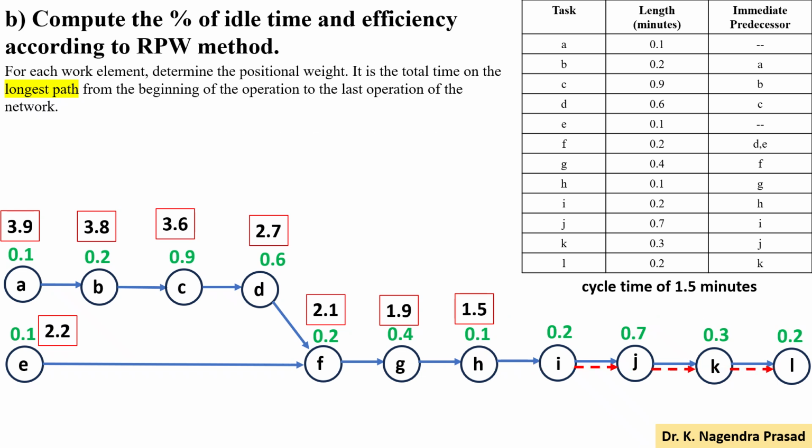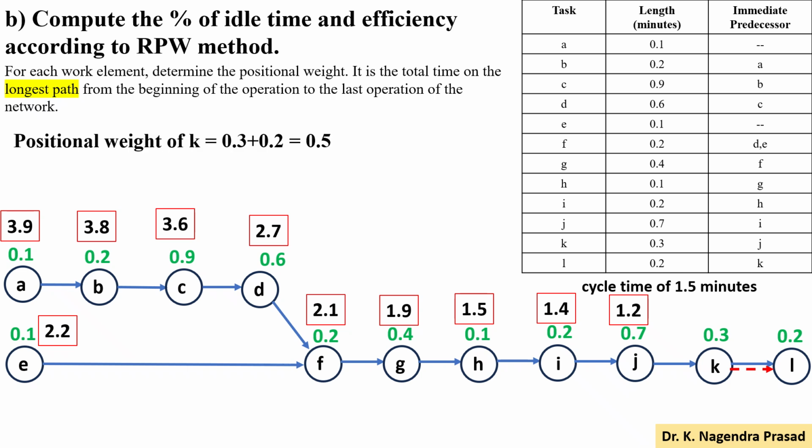So the next task is I. For the I, positional weight is 0.2 plus 0.7 plus 0.3 plus 0.2. It is 1.4. Next for the task J, positional weight is 0.7 plus 0.3 plus 0.2, which is 1.2. Next for the task K, positional weight is 0.3 plus 0.2, which is 0.5. And the last one, for the task L, positional weight is 0.2.